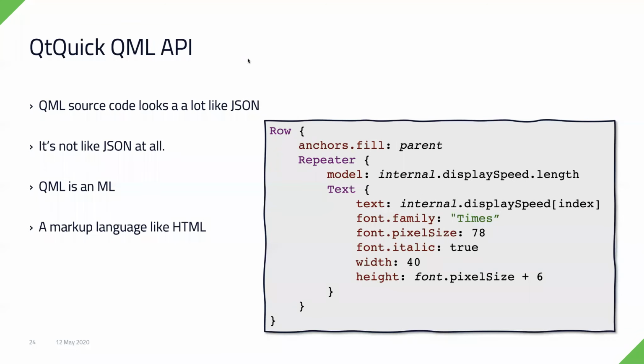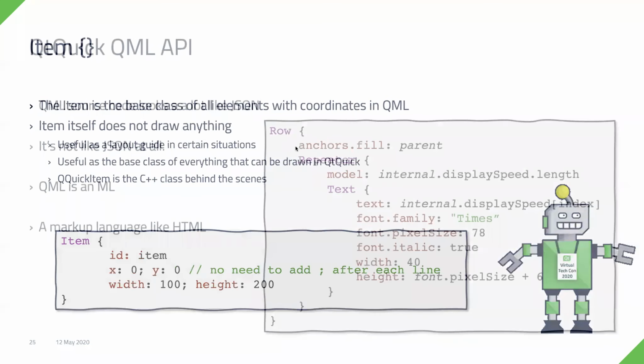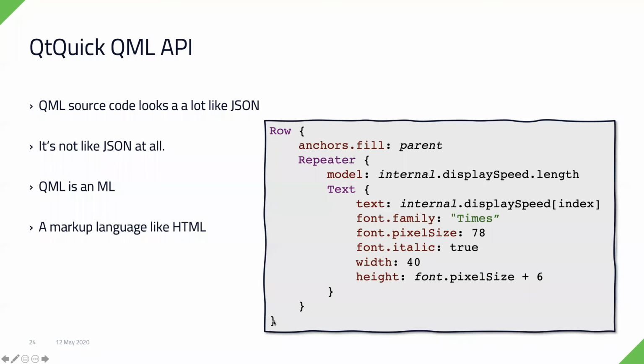Okay, the Qt Quick QML API. So here we have a nice piece of QML. I'm not going to go too much into what it does, but basically we have a row, and we have a repeater, which is part of the model view framework, and we're passing a model into that repeater. So we have the first element here, the row, which goes from the lower curly brace to the top, and the repeater sits inside that.